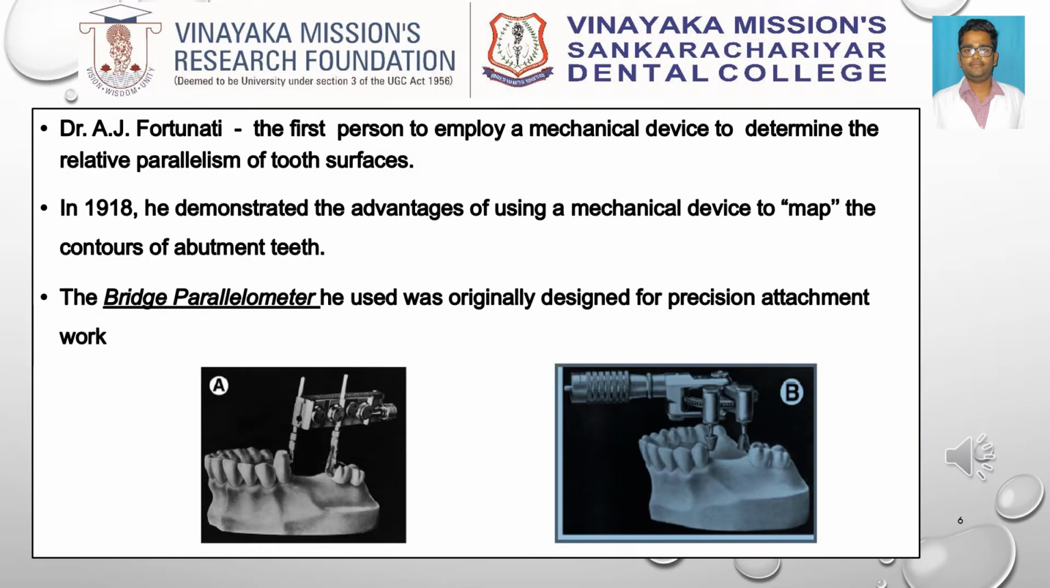Dr. A.J. Fortunati was the first person to employ a mechanical device to determine the relative parallelism of tooth surfaces. In 1918, he demonstrated the advantages of using a mechanical device to map the contours of the abutment teeth. The bridge parallelometer he used was originally designed for precision attachment work.